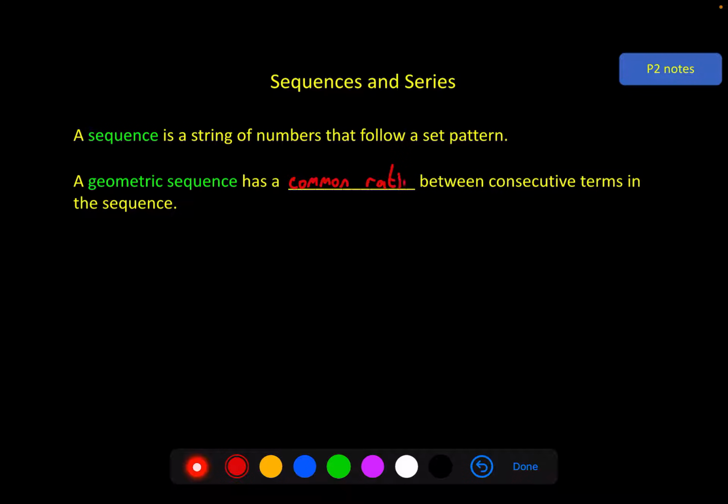Now this is very similar to the common difference, but it's subtly different. The common difference of an arithmetic sequence is adding or subtracting the same number each time. Common ratio is multiplying or dividing by the same number each time. Although we don't really use dividing, we use multiply by a fraction if it's dividing. So we've got a common ratio. And same as with arithmetic sequences, geometric sequences are also known as geometric progressions.